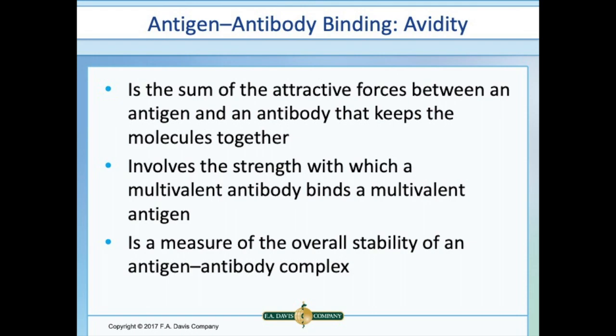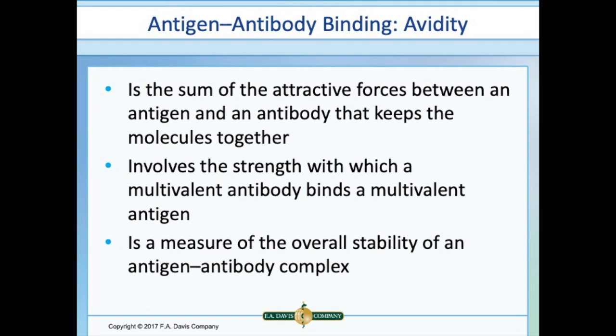So the question is, what makes an antibody multivalent? The antibody is a multivalent structure because of more than one FAB portion. So for example, a monomer would have two FAB, a pentamer has 10 FAB. An antigen may also be considered multivalent because of the several binding sites, because on the surface of the antigen there are several epitopes. So avidity, therefore, is the measurement of the overall stability of an antigen and antibody complex.